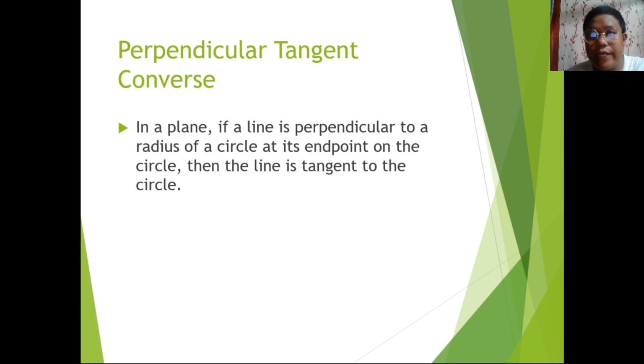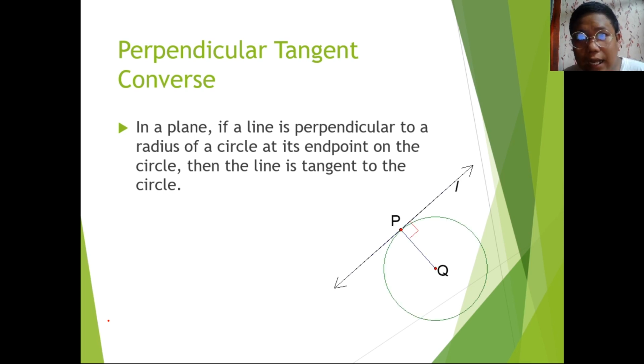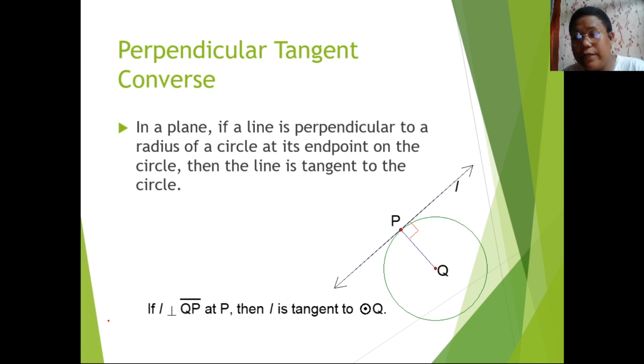Next, arita sa perpendicular tangent converse. So it states that in a plane, if a line is perpendicular to a radius of a circle at its endpoint on the circle, then the line is tangent to the circle. So muna siya ang perpendicular tangent converse. It is related to perpendicular tangent theorem. If I is perpendicular to segment QP, that is specifically ang QP or segment QP radius at point P, then I is tangent to circle Q.